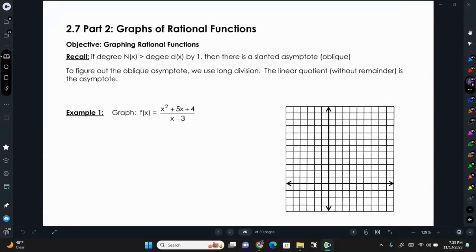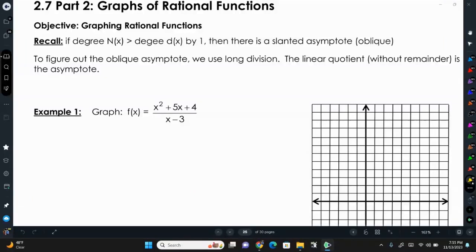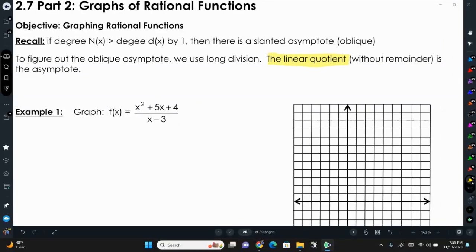We're going to continue our discussion about rational function graphs, and today we're going to focus solely on the slant asymptote, also called the oblique asymptote. All these problems are going to have those slanted or oblique asymptotes. So when we have those, we have to make sure we use long division, and that is our asymptote.